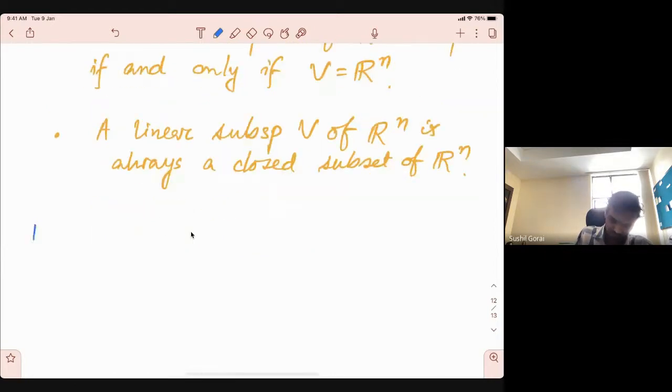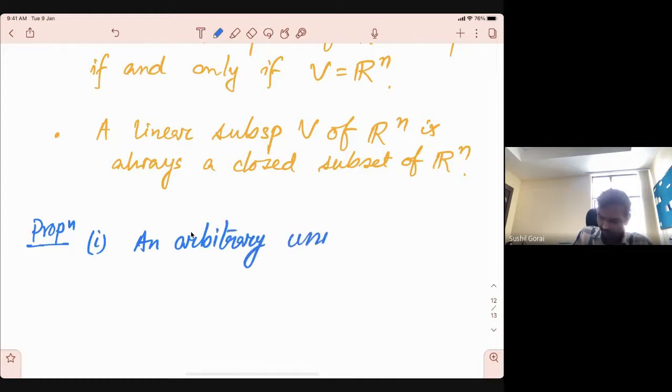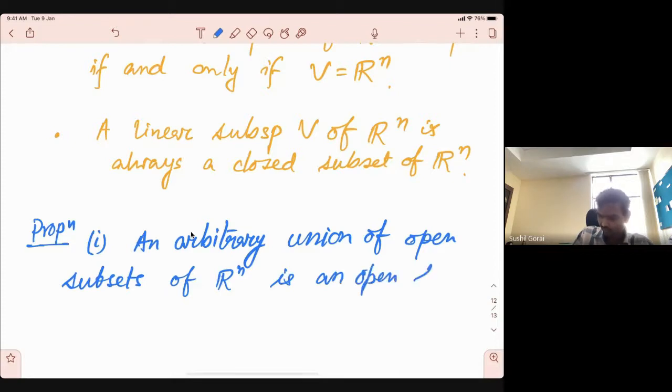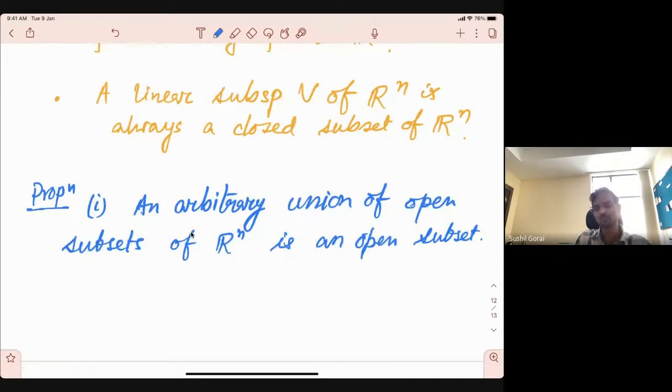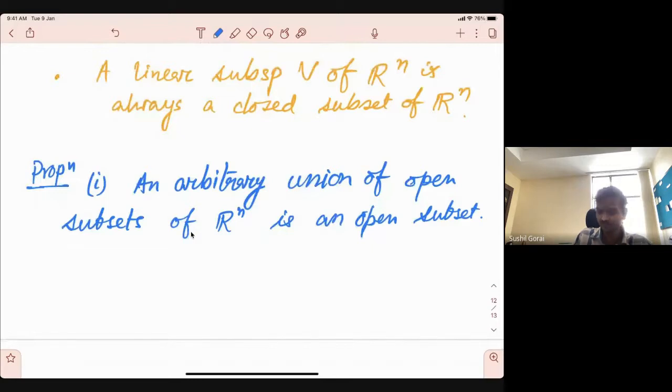Now proposition. The following are a few properties of open sets and closed sets. Arbitrary union of open subsets of Rn is an open subset. So arbitrary union of open sets is open.